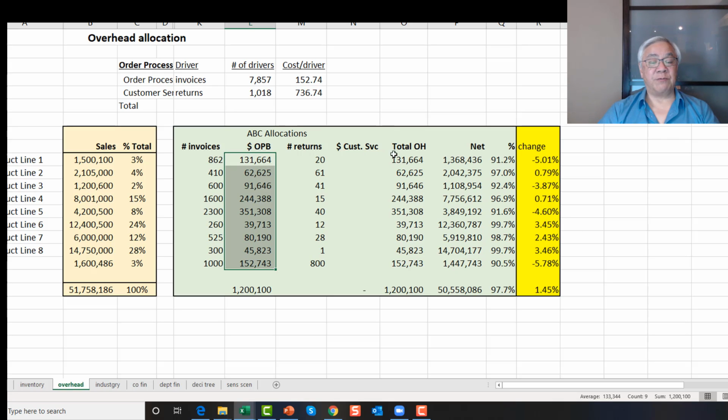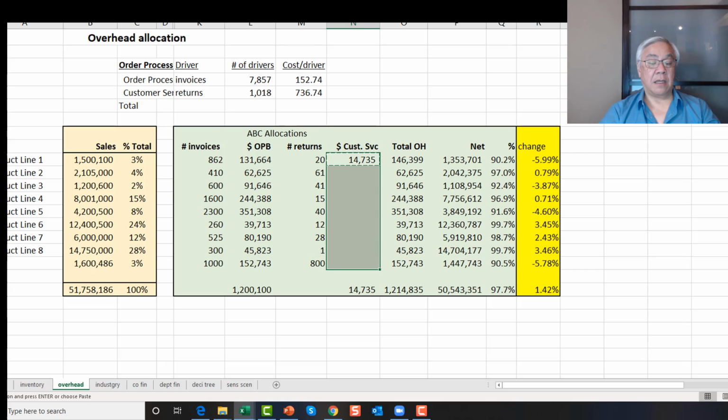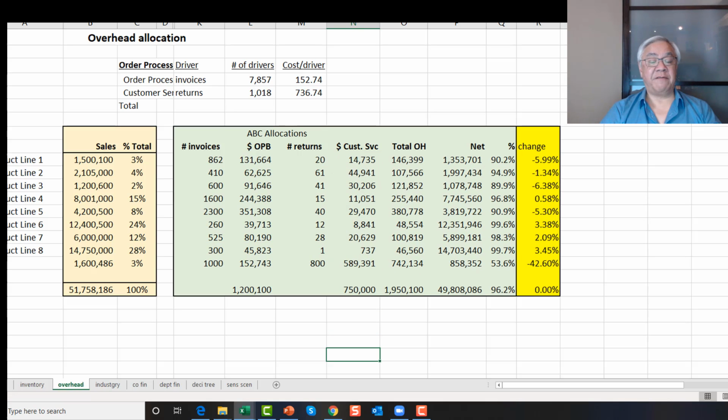Then we say, okay, returns. Which products have large or small numbers of returns? So 20 returns for the first product. Each return costs us $700 to process. F4 to lock. Copy it. And that equals the 750. So in total, we know we're in good shape. Total allocated is the sum, $1,950,000. Now we can do the same thing as net, is take the sales minus the cost equals net. And here is the result of what we just did based on ABC.